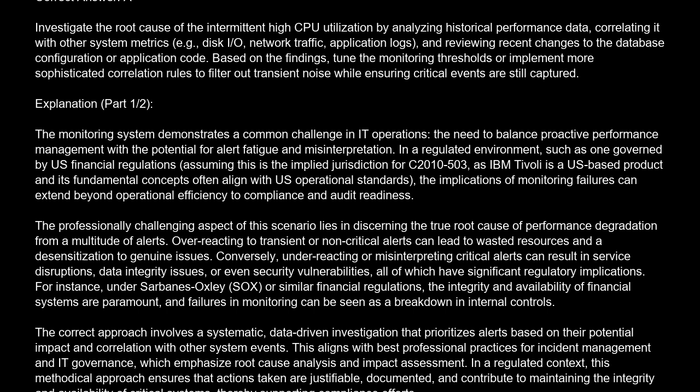The professionally challenging aspect of this scenario lies in discerning the true root cause of performance degradation from a multitude of alerts. Overreacting to transient or non-critical alerts can lead to wasted resources and a desensitization to genuine issues. Conversely, underreacting or misinterpreting critical alerts can result in service disruptions, data integrity issues, or even security vulnerabilities, all of which have significant regulatory implications. For instance, under Sarbanes-Oxley, SOX, or similar financial regulations, the integrity and availability of financial systems are paramount, and failures in monitoring can be seen as a breakdown in internal controls.